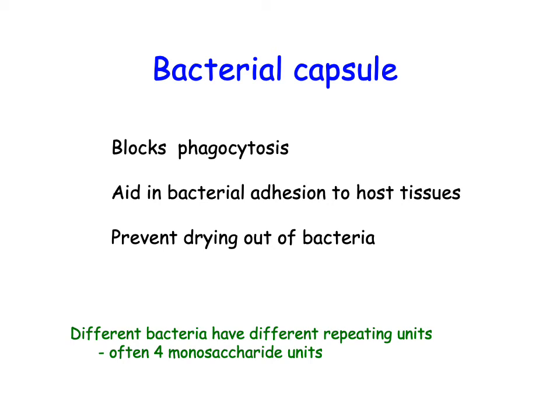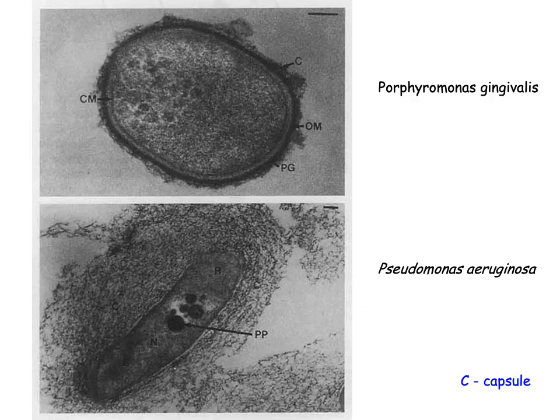So if the bacteria finds itself in a hostile environment, say it's an oral bacteria, and it finds itself lying on your toothbrush most of the day, if it's encapsulated by this carbohydrate material, it'll probably survive being in that kind of environment for a period of time until it finds itself back in a more hospitable environment. Now, different bacteria have different repeating units, and some are quite unique. I'm going to show you a couple of examples.